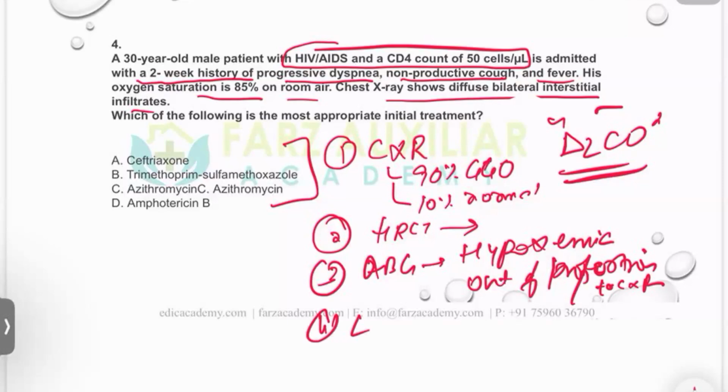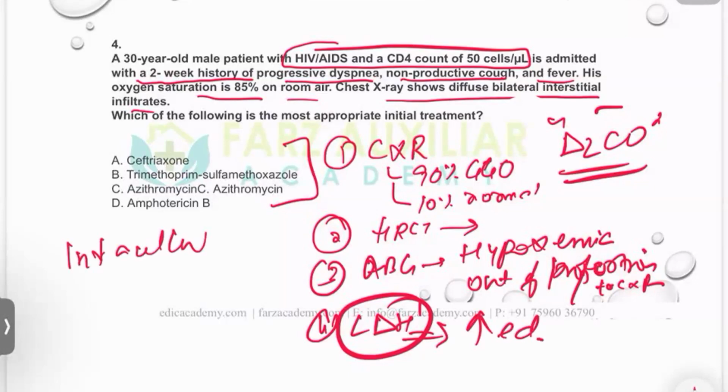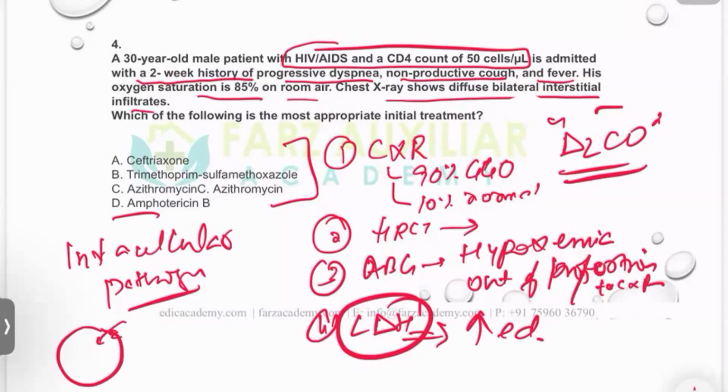Then number 4, LDH. It is mentioned in the liver function tests. LDH will be elevated. Why? Because this is an intracellular pathogen. Whichever intracellular pathogen, like Neisseria meningitidis, this organism PCP, they enter into the cell. When they enter into the cell, they break up the plasma membrane and LDH is released. Hence, the LDH increases in blood. So, destructive organisms are these. They destroy. Same for malaria. Malaria also does the same.